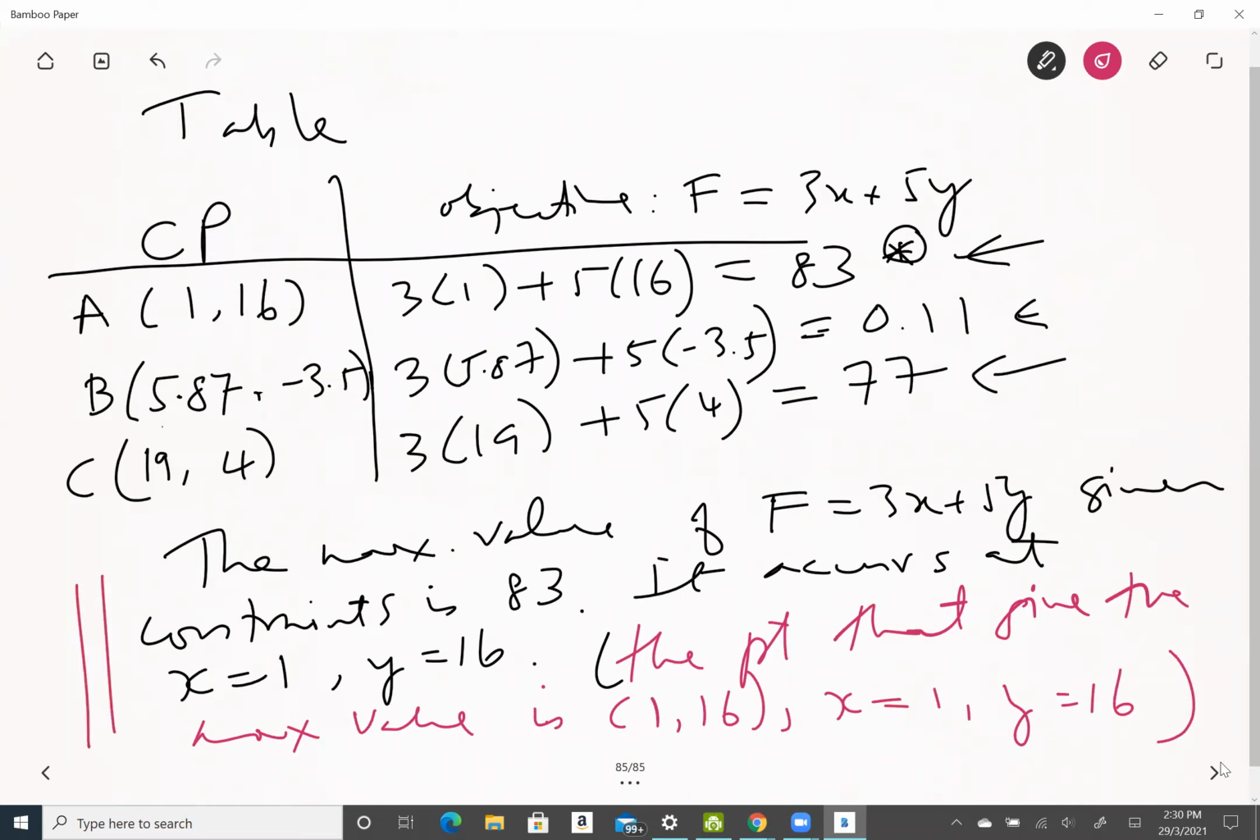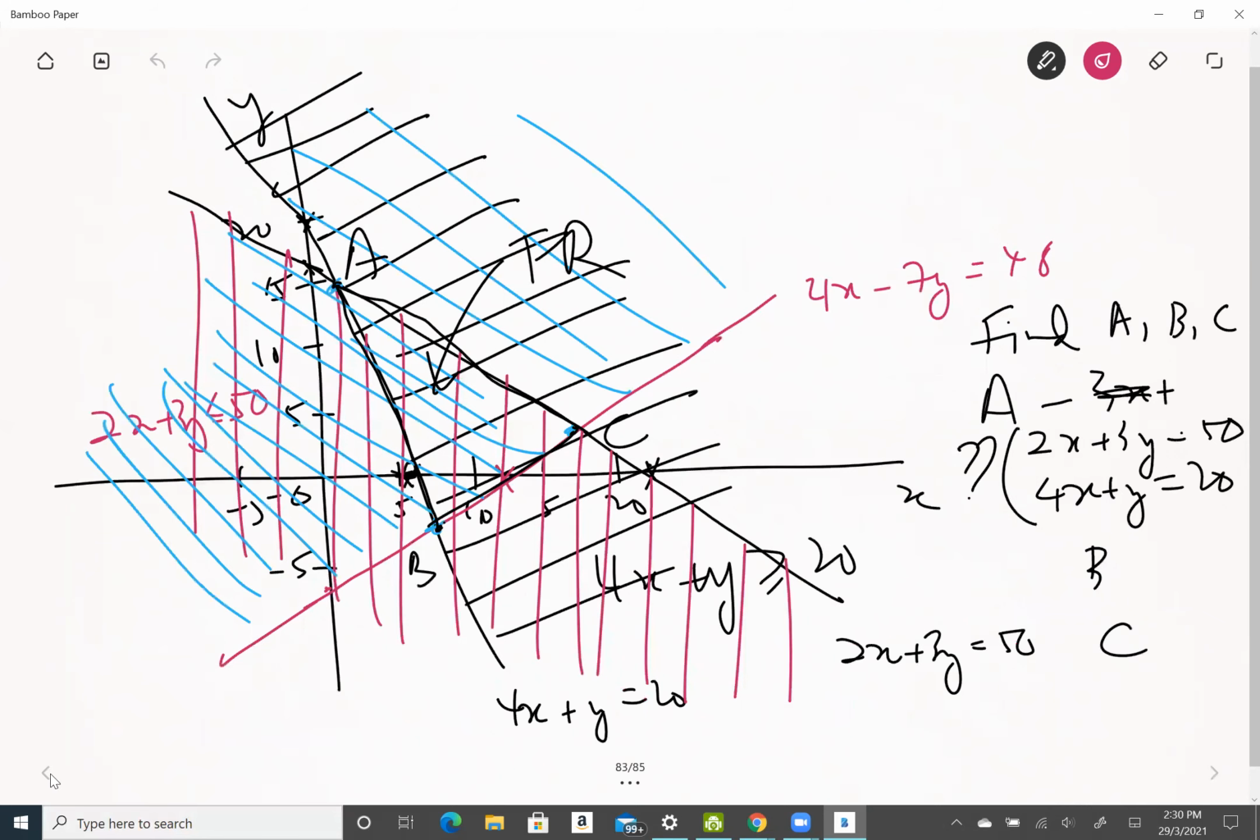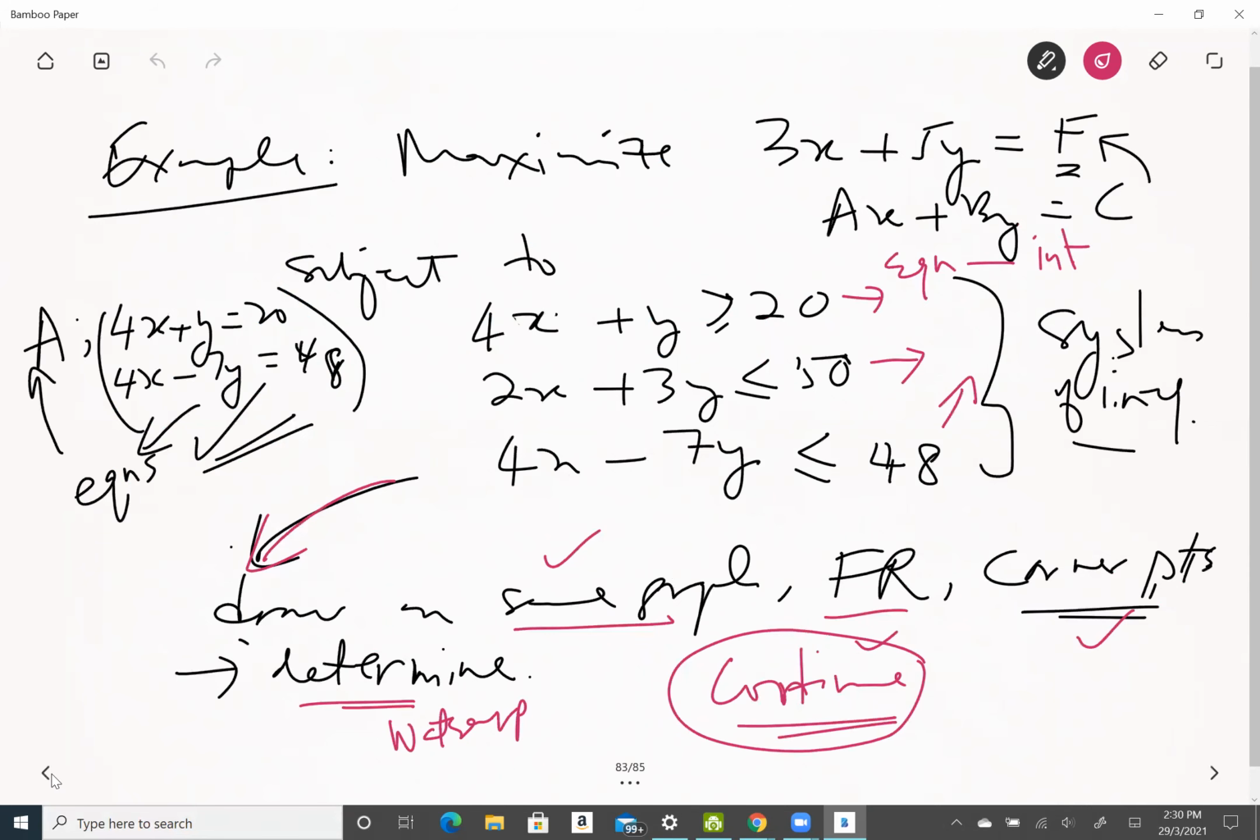All right. Now, suppose the problem is to minimize. Let's say instead of maximizing, we are going to minimize. So suppose it is a minimizing problem: minimize the objective subject to the constraints. Everything will be the same. The method will be the same. You get the constraints, then you get the feasible region, and you get all the corner points.